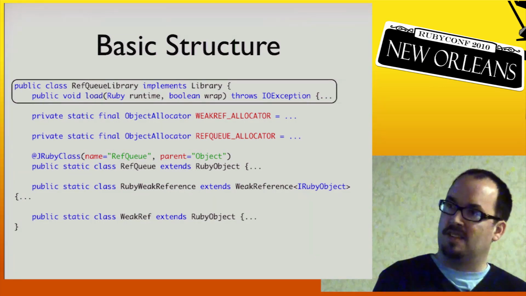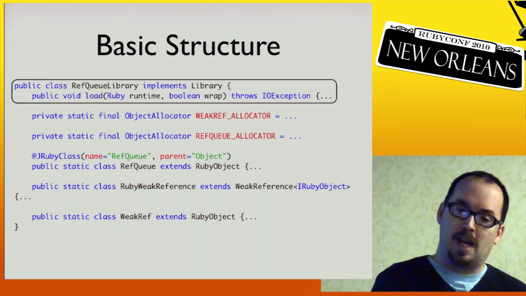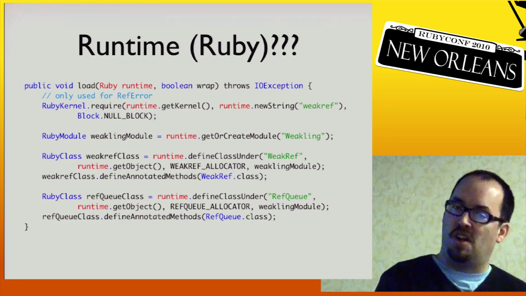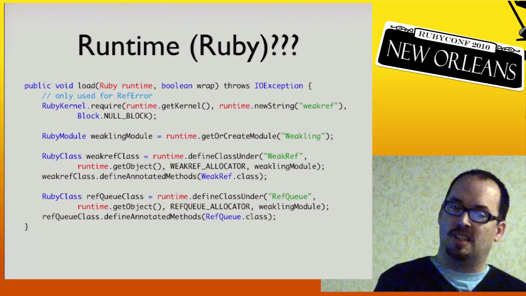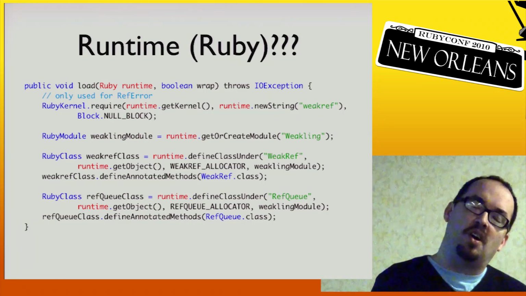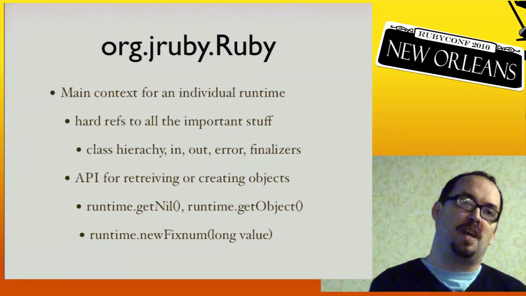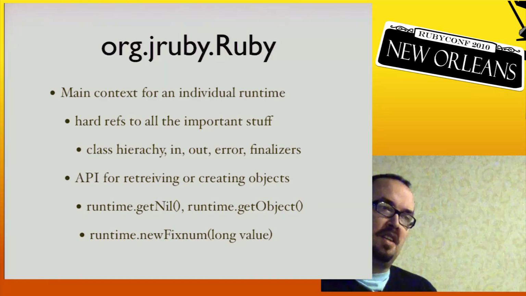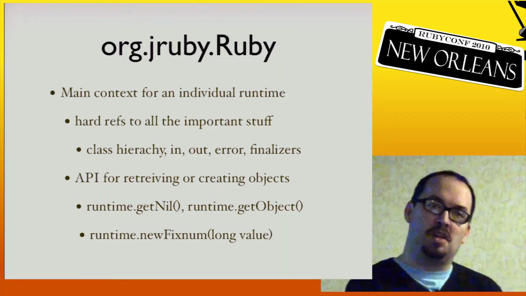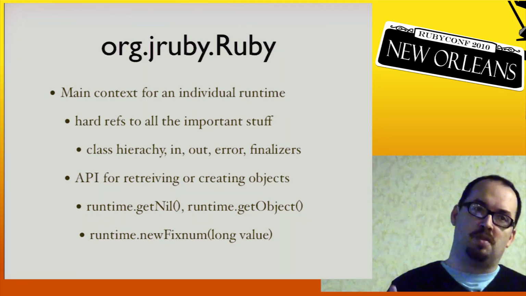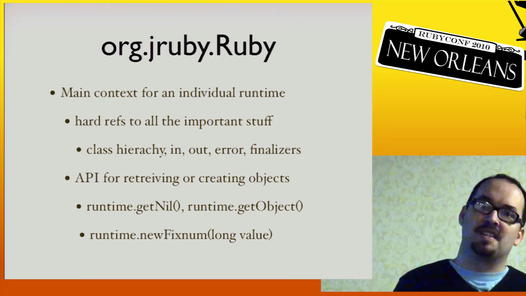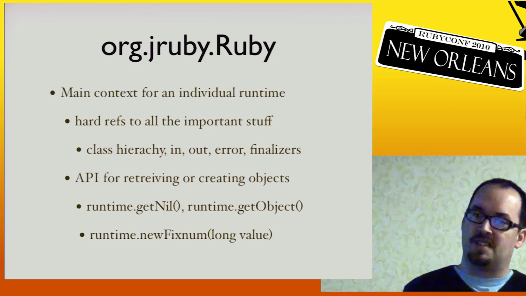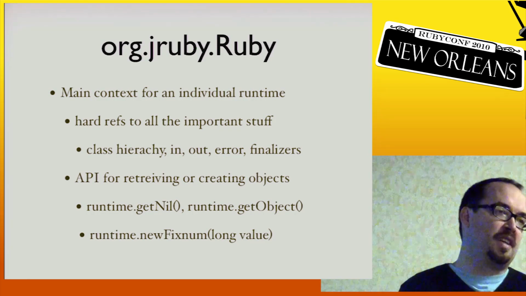The first thing we'll look at is load, because that's where all the bootstrapping is really happening. The first thing you'll notice is all the references to runtime in red. This is a class, org JRuby Ruby. It's our main context class for an individual Ruby runtime. Notice that I say individual runtime. We can actually run multiple Ruby instances in a single JVM. In fact, this is how we implement listeners in Rails when we're not in thread safe mode.